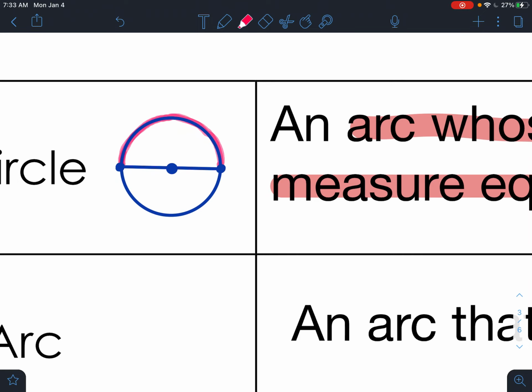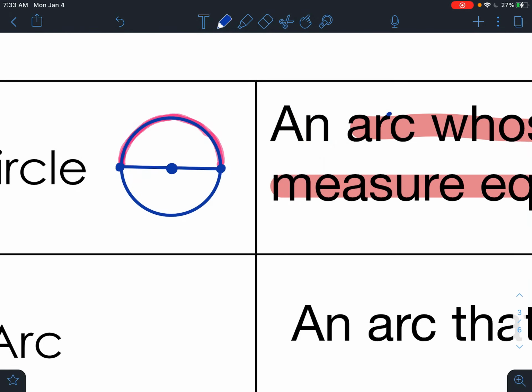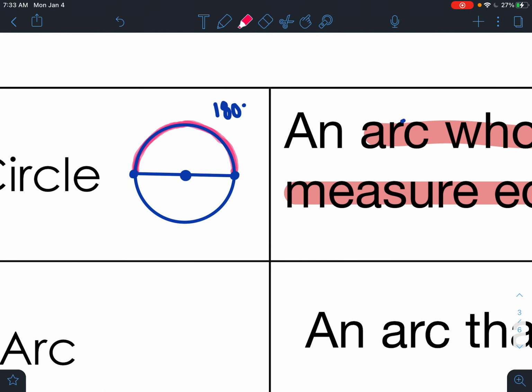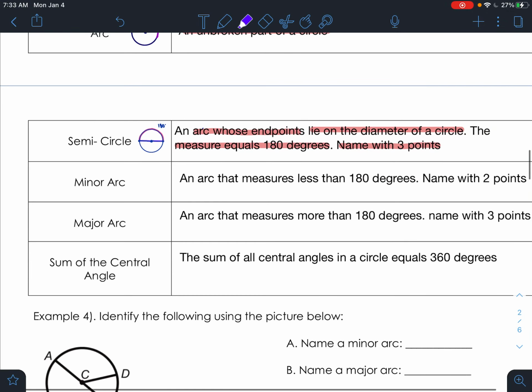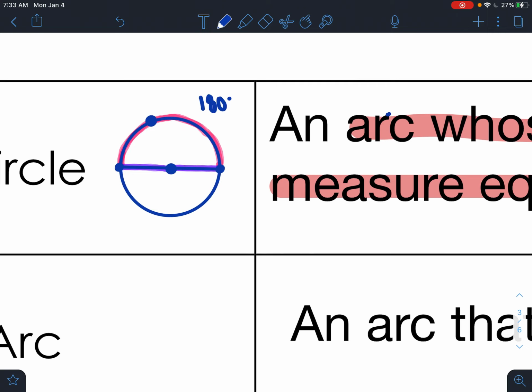And technically you have two. I could have highlighted the one below. But the measure of that semicircle is 180 degrees. And that should make sense with what I talked about with the central angle. Technically, this right here is still an angle, but it's a straight angle. So the measure of that angle is 180 degrees, which means that the arc that it creates is also 180 degrees. But if we wanted to name that arc, I'm going to need to put another point along that semicircle.